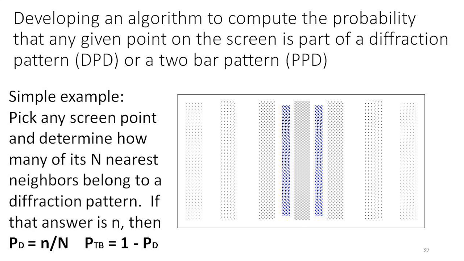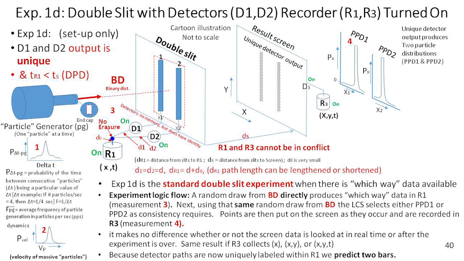If there's a probability of 70% that it's a diffraction pattern, then 70% of the time, we should get a correct guess. So it will work, even if only a small number of particles have a 100% certainty of what pattern it comes from. Now we have the 1D, E, and F, which are very similar to what we've just done, except we no longer are going to talk about the which way device that we talked about before. So these are a little different.